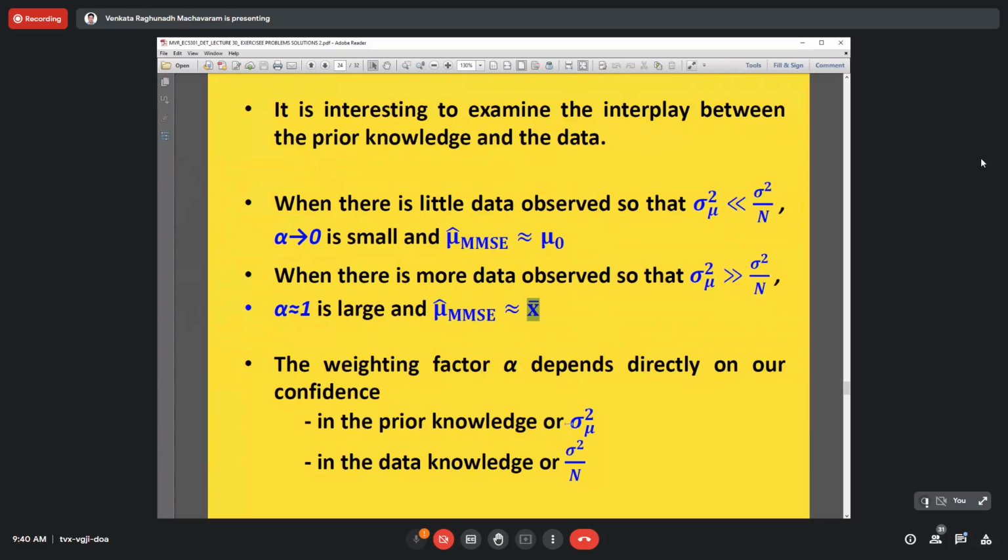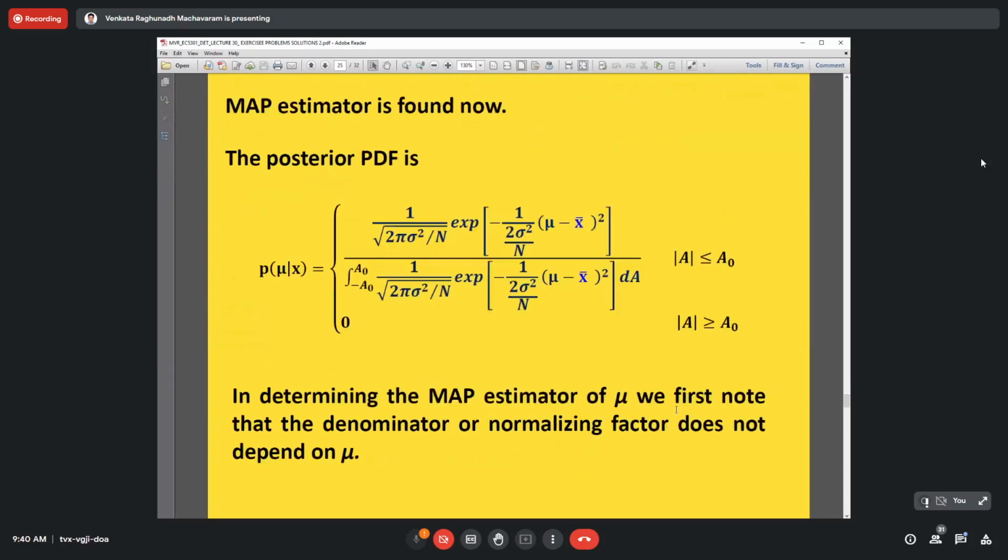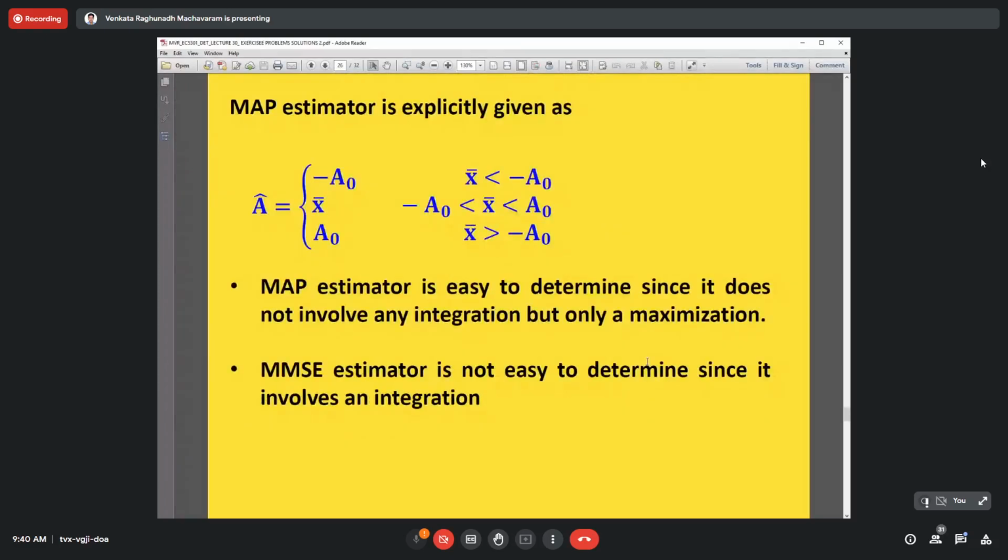The weighting factor also depends on a priori knowledge. It depends on this prior knowledge, and it depends on the data knowledge. So the MAP estimator can also be found with the posterior PDF represented like this. The MAP estimator is from these examples.